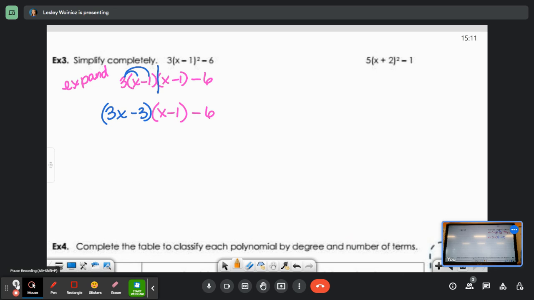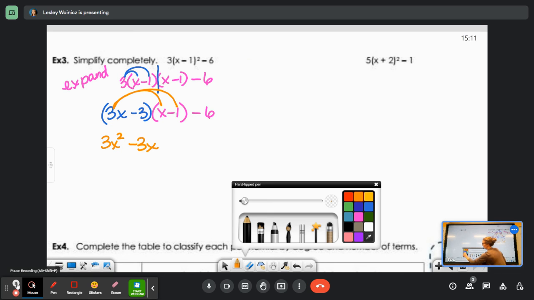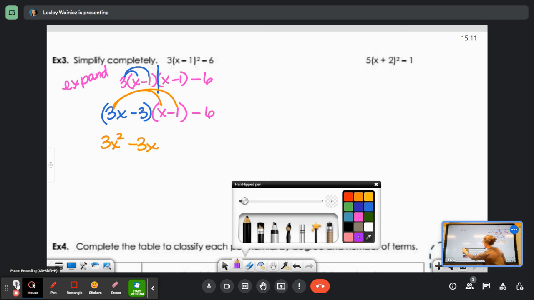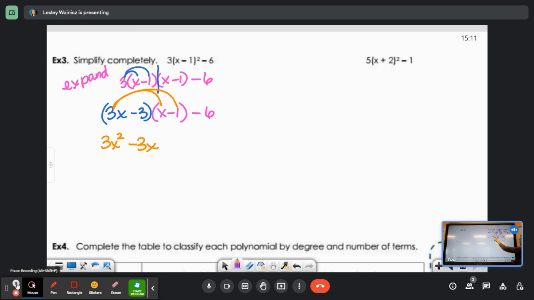Okay, I'm going to do my extended distribution. 3x times x gives me 3x squared. 3x times negative 1 gives me negative 3x. Now I'm going to distribute my negative 3 to every term in my second set of parentheses. We get a negative 3x, and a negative 3 times a negative 1 gives us a positive 3. What do I need to do at the very end, do you think?